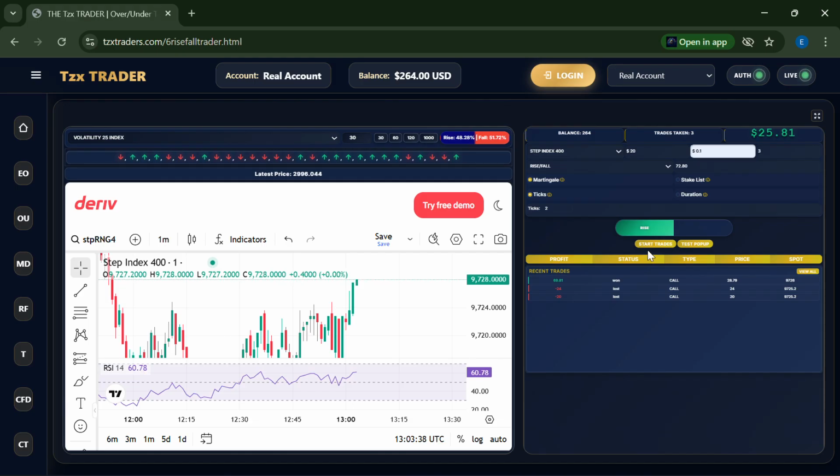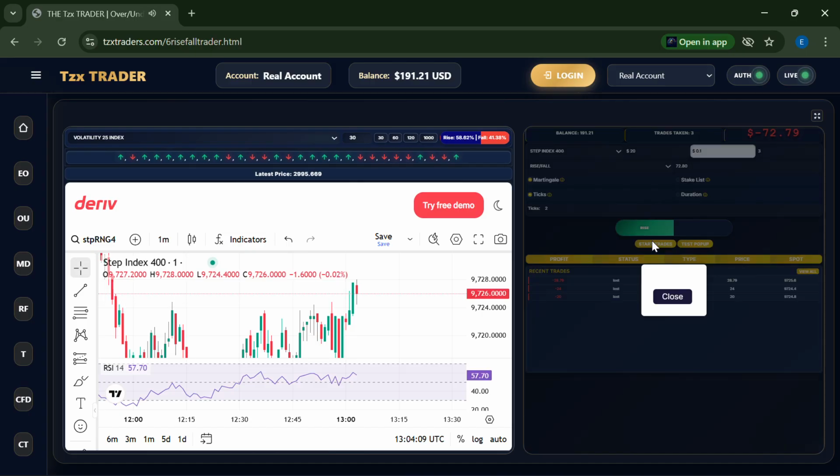So 1, not yet. 1, 2, not yet. 1, 2, 3. A single rise tick, we start our trades. So let's see. Just like that, we hope for the best. Our first trade is a loss. So let's see our second trade, how it will play out. Our second trade, it's a loss also. So let's hope the third run will be a recovery. And just like that, that's a loss.